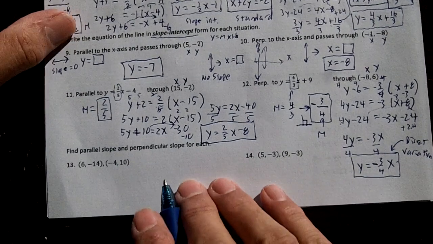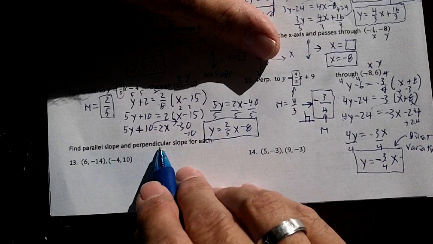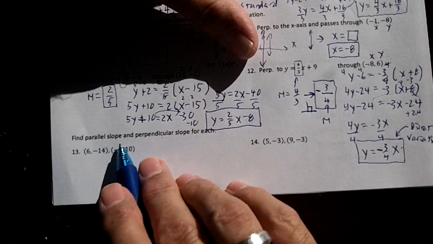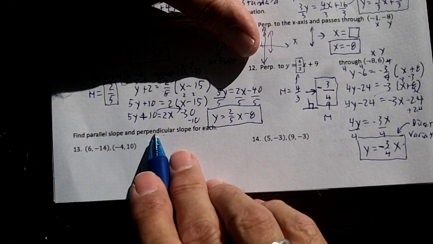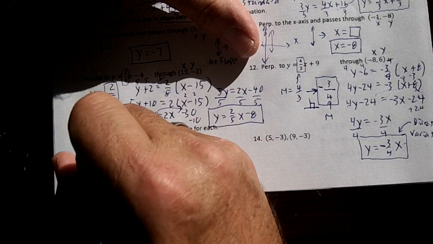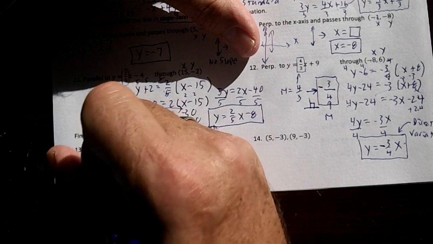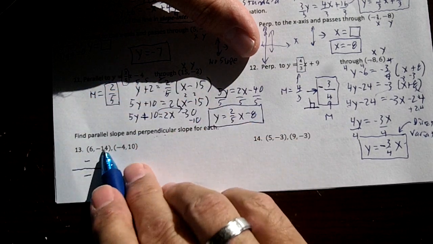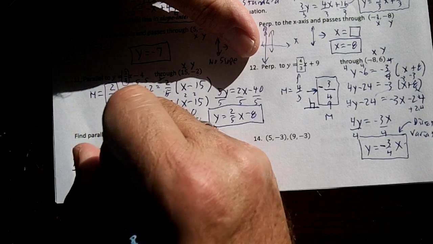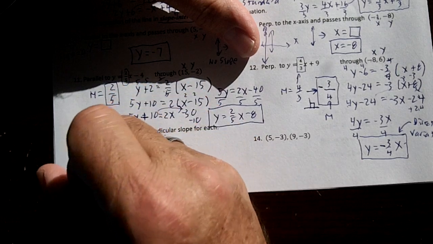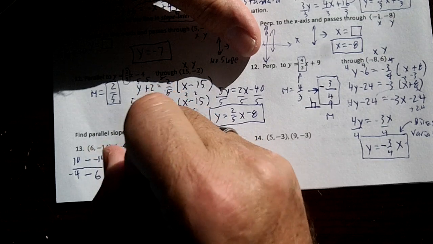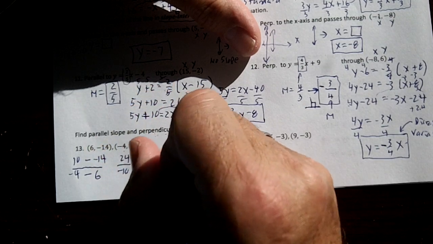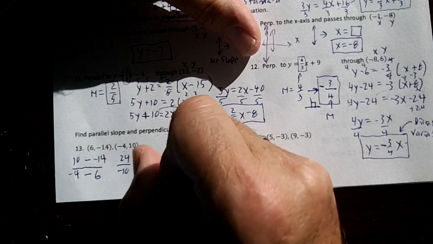And let's do the last two. Find the parallel and perpendicular slope for each. So we're going to find the slopes and then keep it the same, and flip and change the sign. So right here, fraction bar, and we're going to do 2 minus signs. We're going to put 10 and -14 on top, and we're going to put -4 and 6 on bottom. Now then, do the arithmetic. We're going to end up with 24 over negative 10, which is negative 12 over 5.